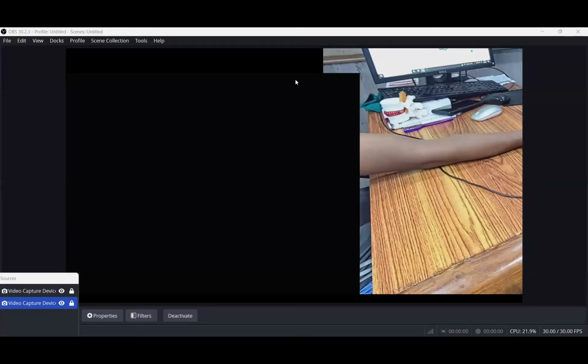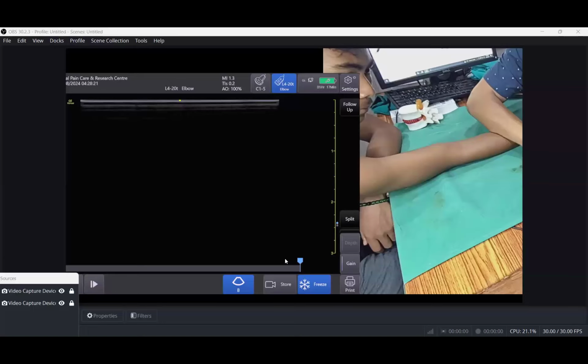Can you see the picture, the ultrasound as well as the volunteer picture? No, sir, it's not visible. Okay, give me 1 second. Is it visible now? Yes, sir. Okay, now visible, very good.